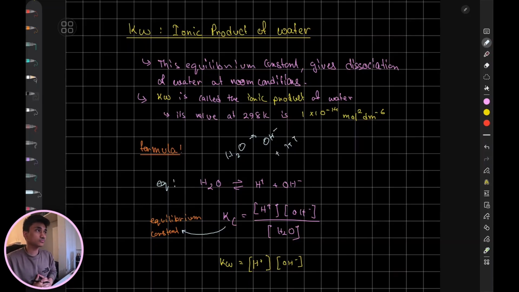So if the dissociation is so small, what's the point of doing that, right? What's the point of finding something called Kw? We'll see the use case of it. We'll do a bunch of calculations and you'll see why it's useful. Kw is called the ionic product of water, and its value at 298 Kelvin is 1 into 10 to the power of minus 14.